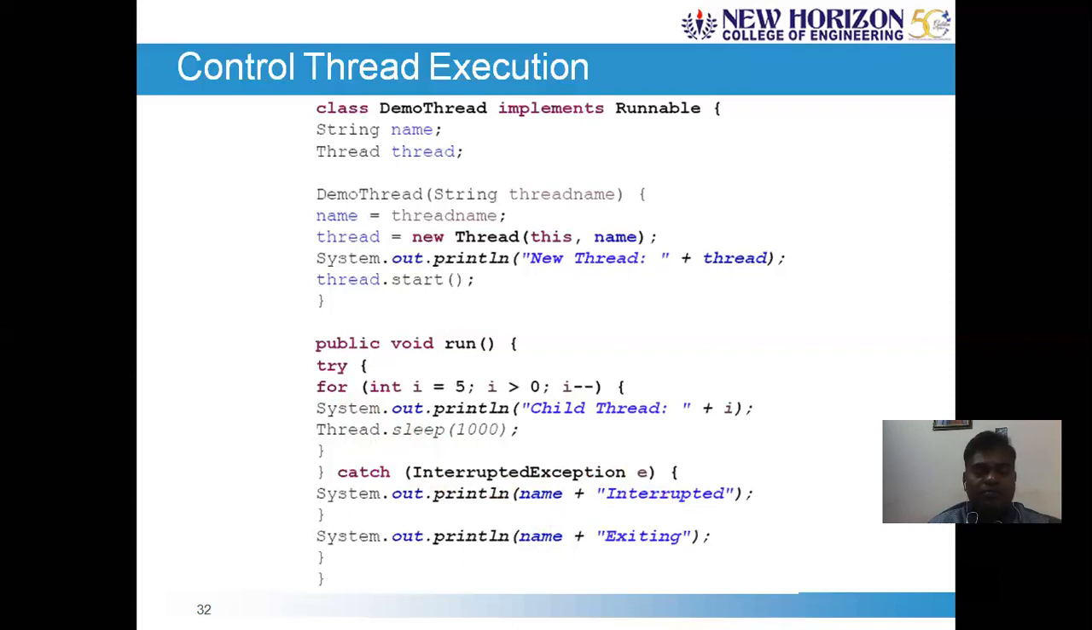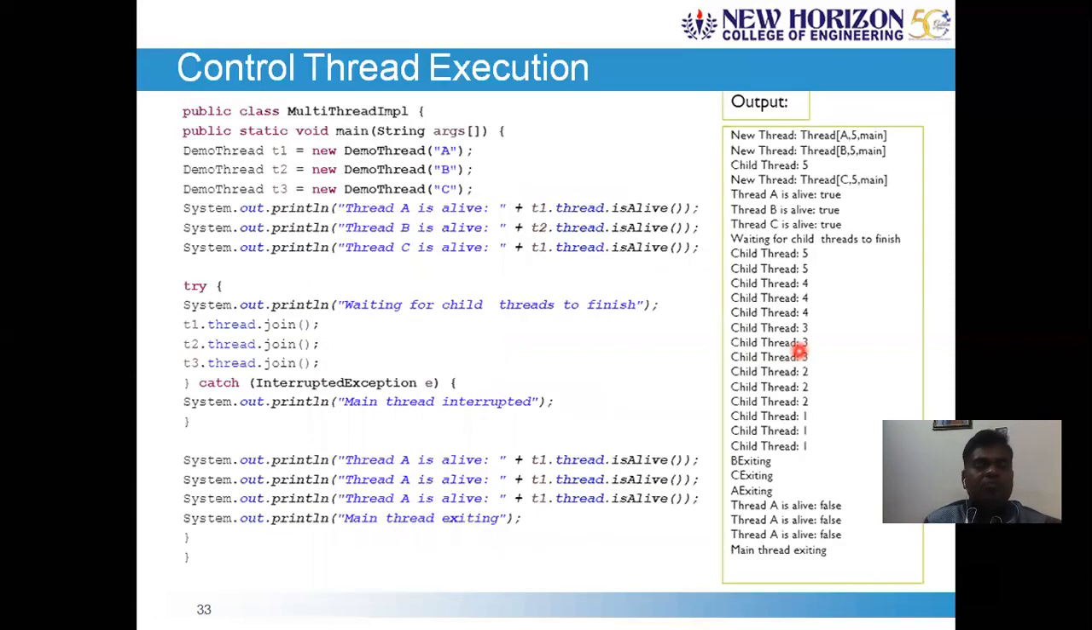Once you are done with handling the exception, at the end you print the name of the thread, followed by exiting. Once the thread completes its job, it can print this message saying exiting. That is, A exiting, B exiting, C exiting, something like that. Let's move on.